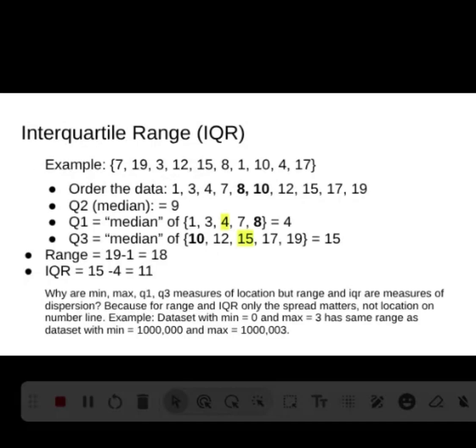The interquartile range, or IQR, is Q3 minus Q1, which is the range of the middle 50% of the data. In this example we've been using previously for quartiles, the range is 19 minus 1 equals 18. And the IQR is 15 minus 4, which is 11.